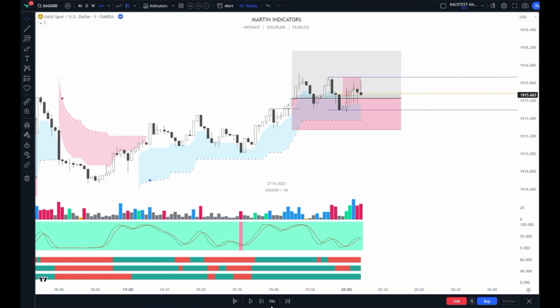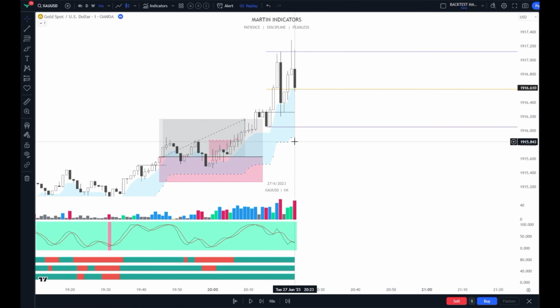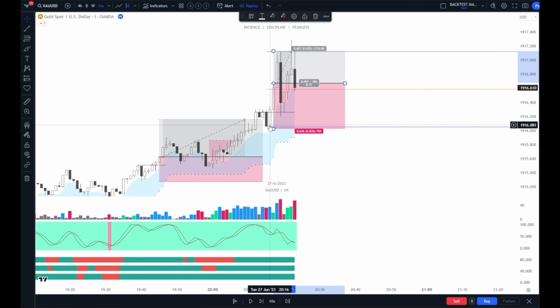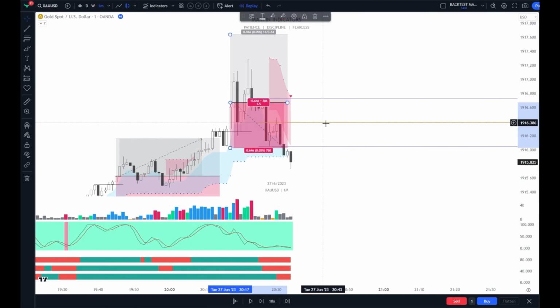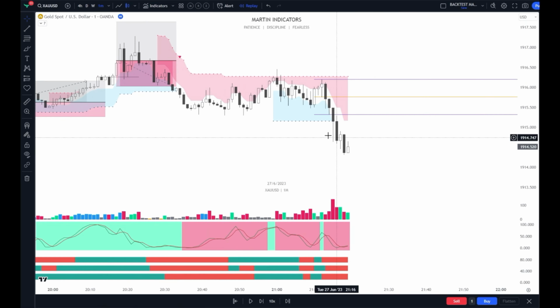Let's see. Target hit. Here we have a signal candle. We have a trade candle with a stop limit long. Stop loss right below the consolidation low. From there, 1.5 risk reward. Stop hit. Here again we have a breakdown, signal candle, trade candle.